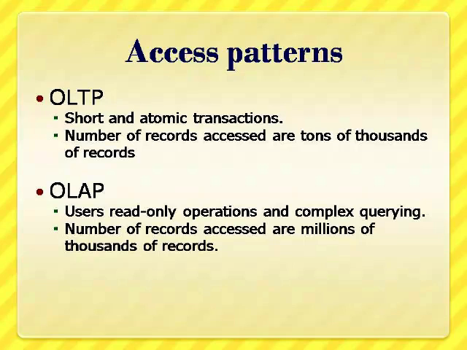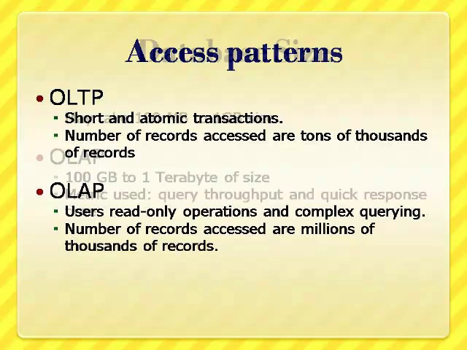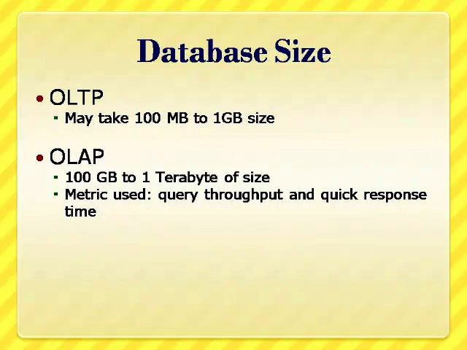The number of records accessed are tens of thousands in the case of OLTP systems, whereas it is millions of records in the case of OLAP systems. From the database size point of view, OLTP systems may take 100 megabytes to 1 gigabyte, whereas OLAP needs 100 gigabytes to 1 terabyte. The main metric used in OLTP is the maximization of transaction throughput, whereas the main metric used in OLAP is query throughput and quick response time.